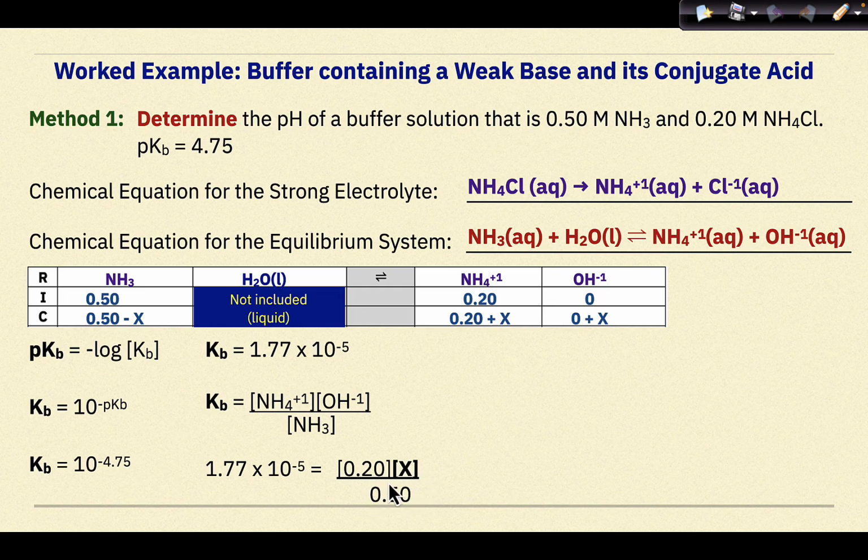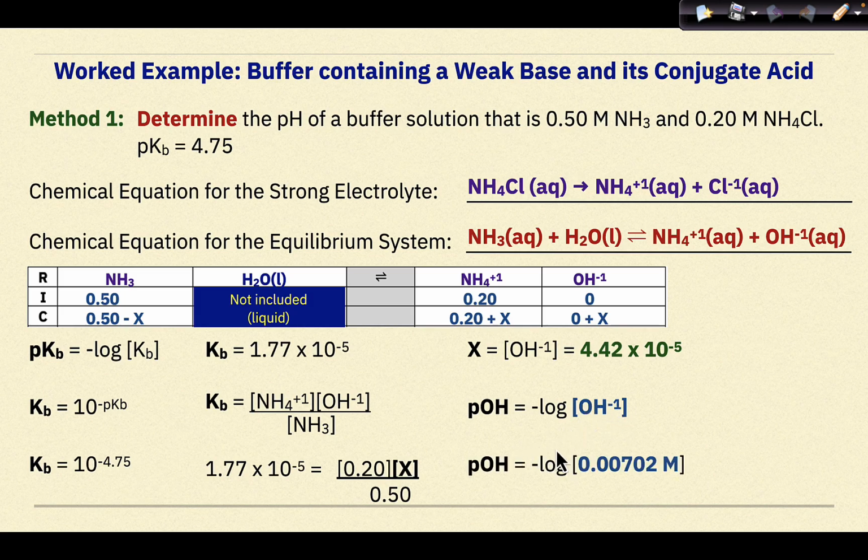And if we do this calculation, x is equal to the hydroxide ion concentration of 4.42 times 10 to the negative 5. Once we have the hydroxide ion concentration, we can calculate pOH, because pOH is equal to the negative log of the hydroxide ion concentration. When we substitute in our value for the hydroxide ion concentration, we can solve for pOH, and pOH is 2.15. If we subtract this number from 14, we find that our value for pH is 11.85.